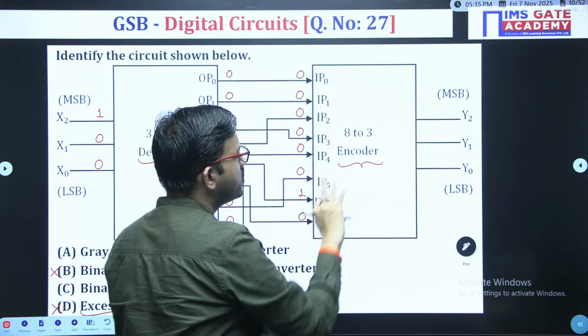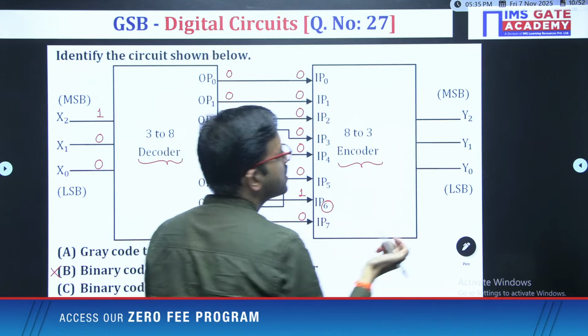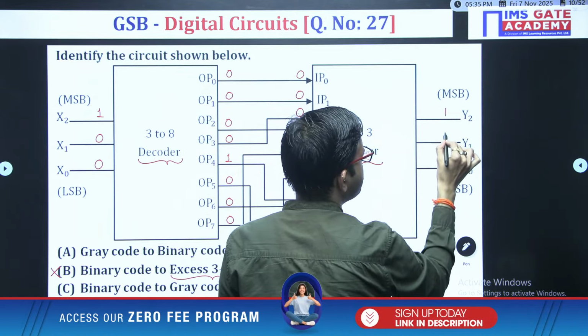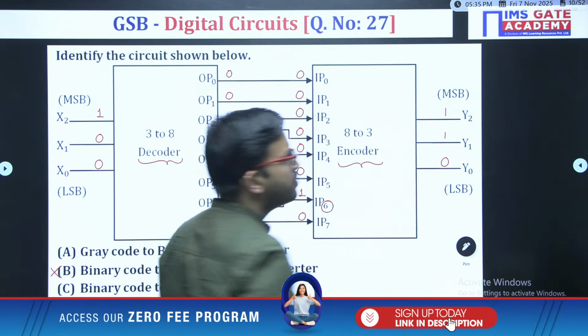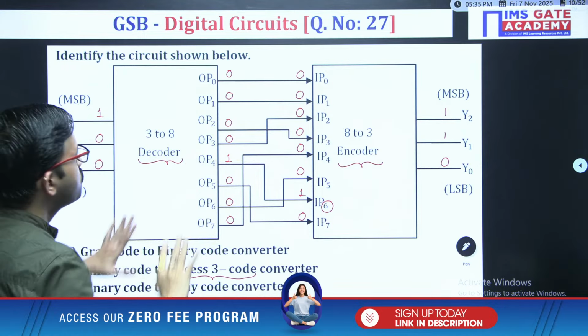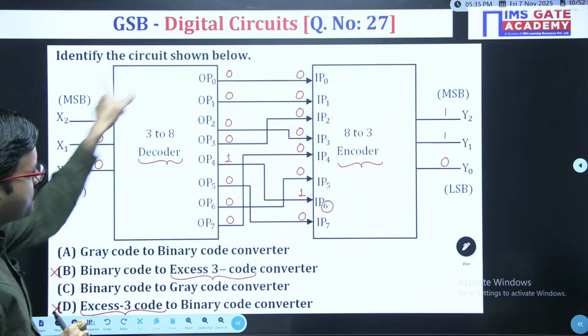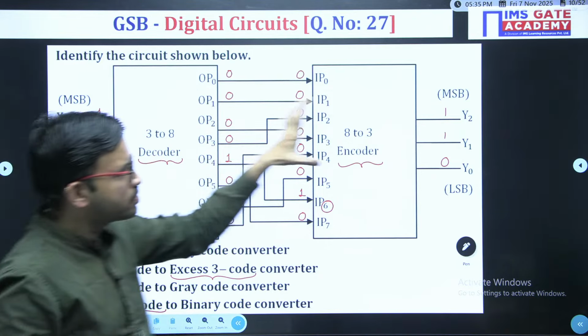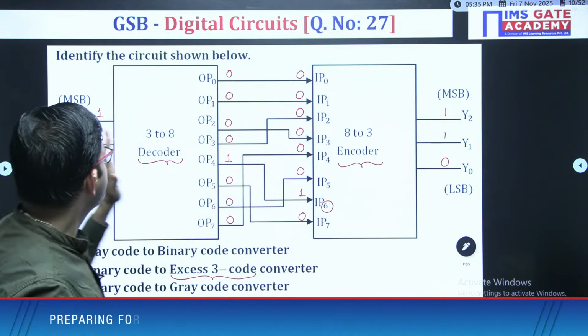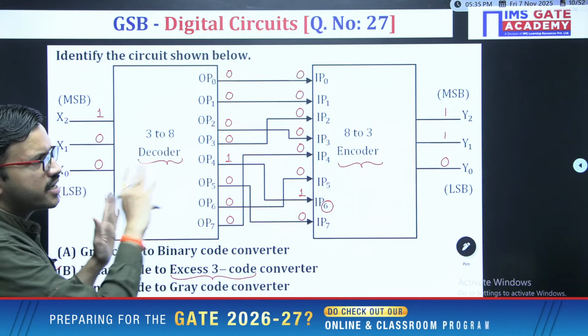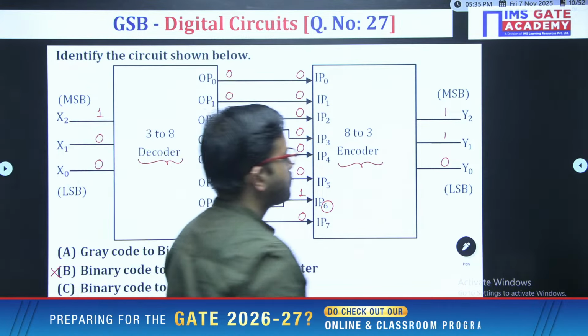Now since it is the encoder, you are getting the code corresponding to 6. 6 is nothing but 110. Now forget about whatever is happening internally. Just consider the overall circuit: input is 100, output you are getting 110. So whether it is binary to gray or gray to binary, now we have to decide.